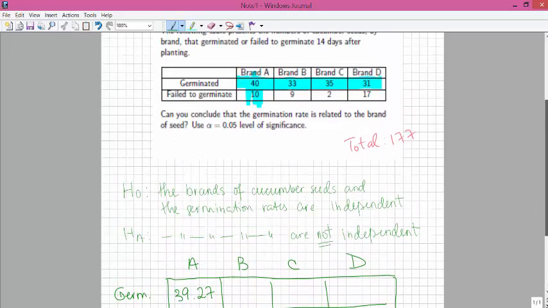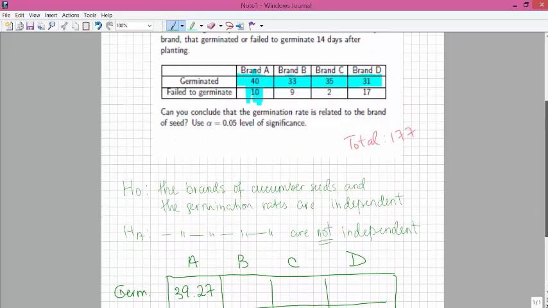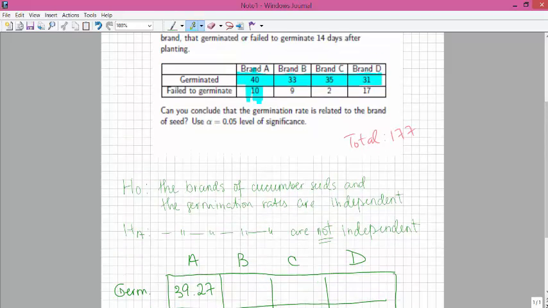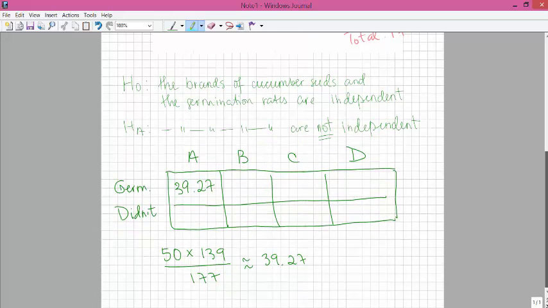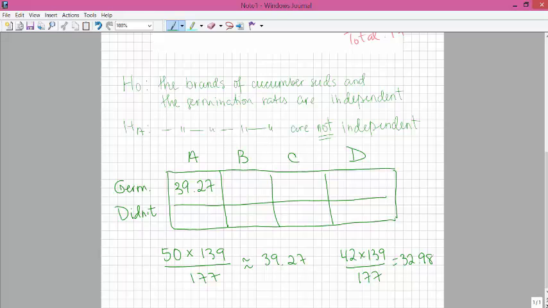Then let's do the same thing for germinated brand B. I would have to do the total for this column times the total for the row, divided by the grand total. So this one would be 42 times 139 over 177. That gives us about 32.98. So that's the number that's going to go here.